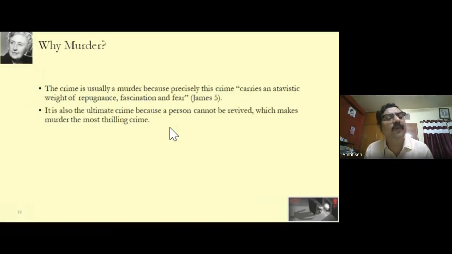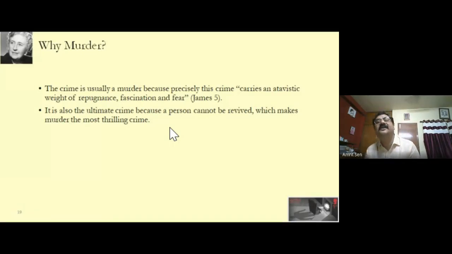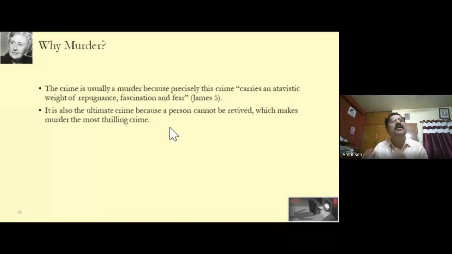আরেকটা প্রশ্ন, why murder? এটা আমি বারবার করে তোমাদের বলেছি যে অধিকাংশ ডিটেকটিভ ফিকশন talks about murder because this crime carries an atavistic weight of repugnance, fascination and fear. মানে এটা মাথায় রেখো, ক্রাইমেরও তো তারতম্য আছে, চুরি, ছিটকে চুরি, এগুলো খুব কমন, রাইট? কিন্তু মার্ডার ইজ দ্যাট অ্যাক্ট where you are taking a life which is fearful, which is fascinating, and yet which causes tremendous repugnance within us, right?